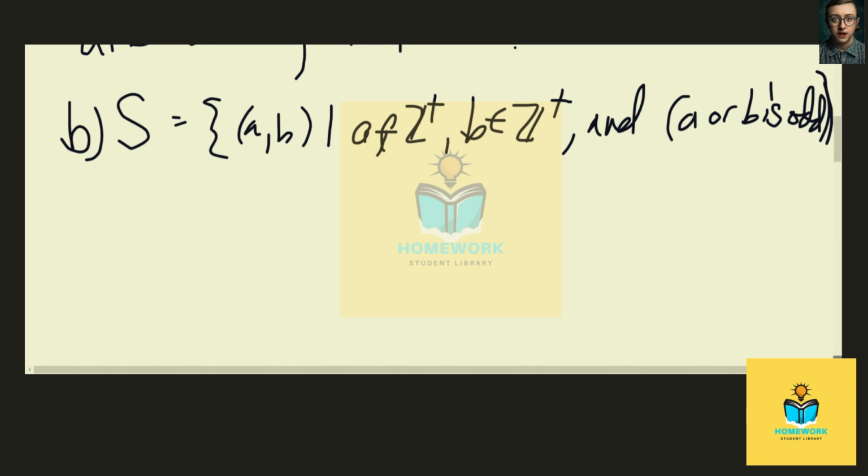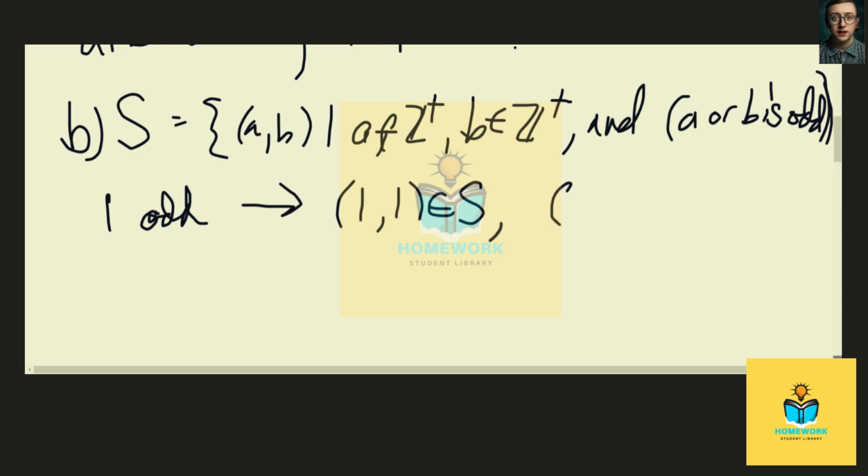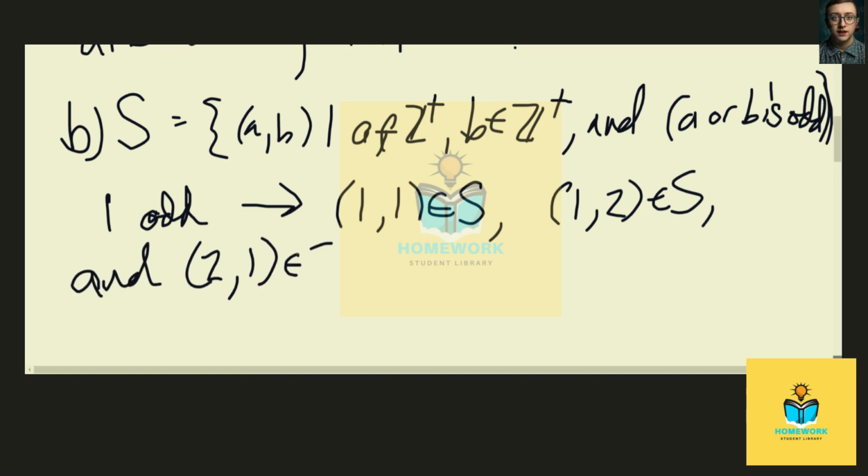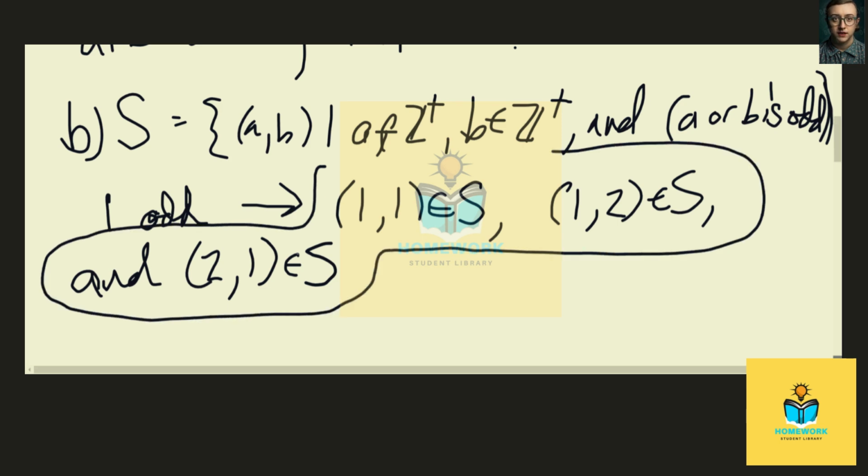We have that 1 is odd. And so it follows that (1, 1) lies in S. And we also have that (1, 2) lies in S. And we have that (2, 1) lies in S. And this is as close as we're going to get to the origin. So these 3 points are our base case.